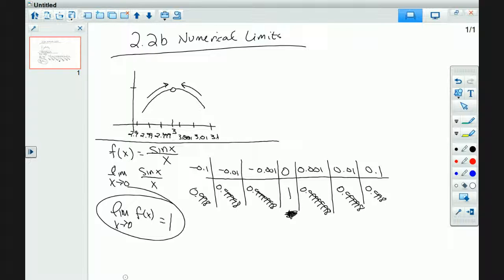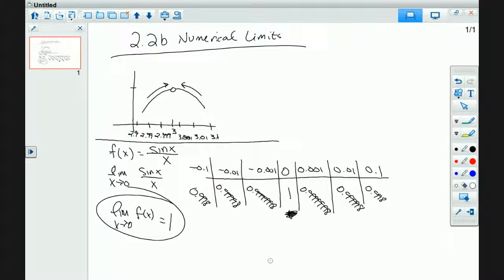Our book orients these tables vertically, they put these numbers vertically. I don't like that because I like to be able to see them going together, so I suggest horizontally. The book does it vertically, so you can use it if it works for you, fine. But I prefer this.